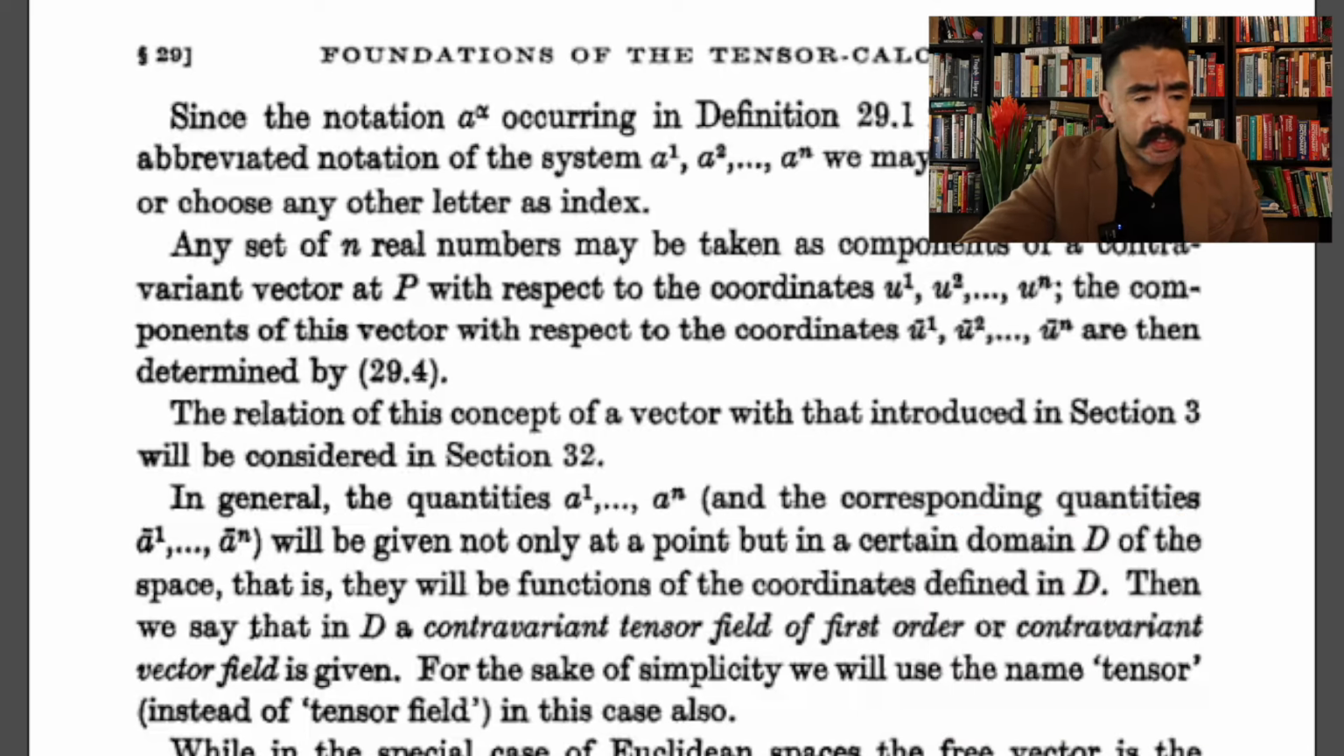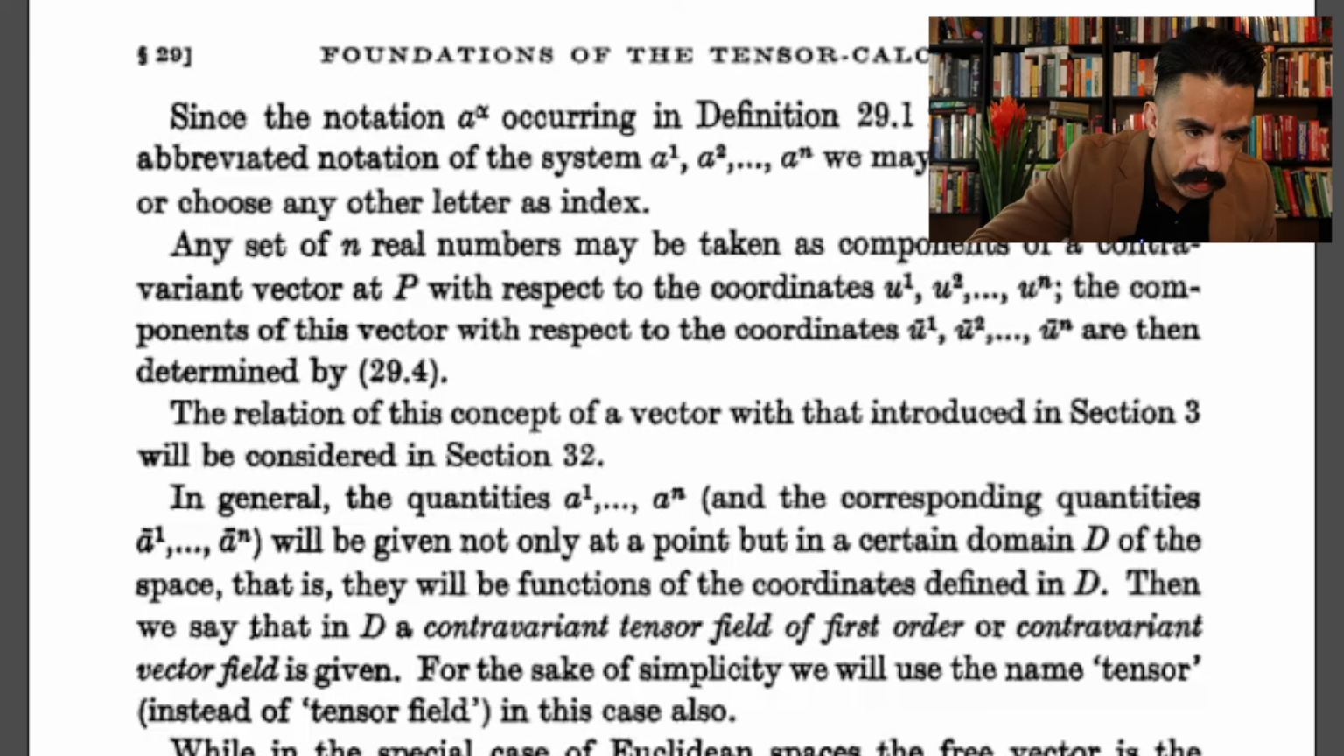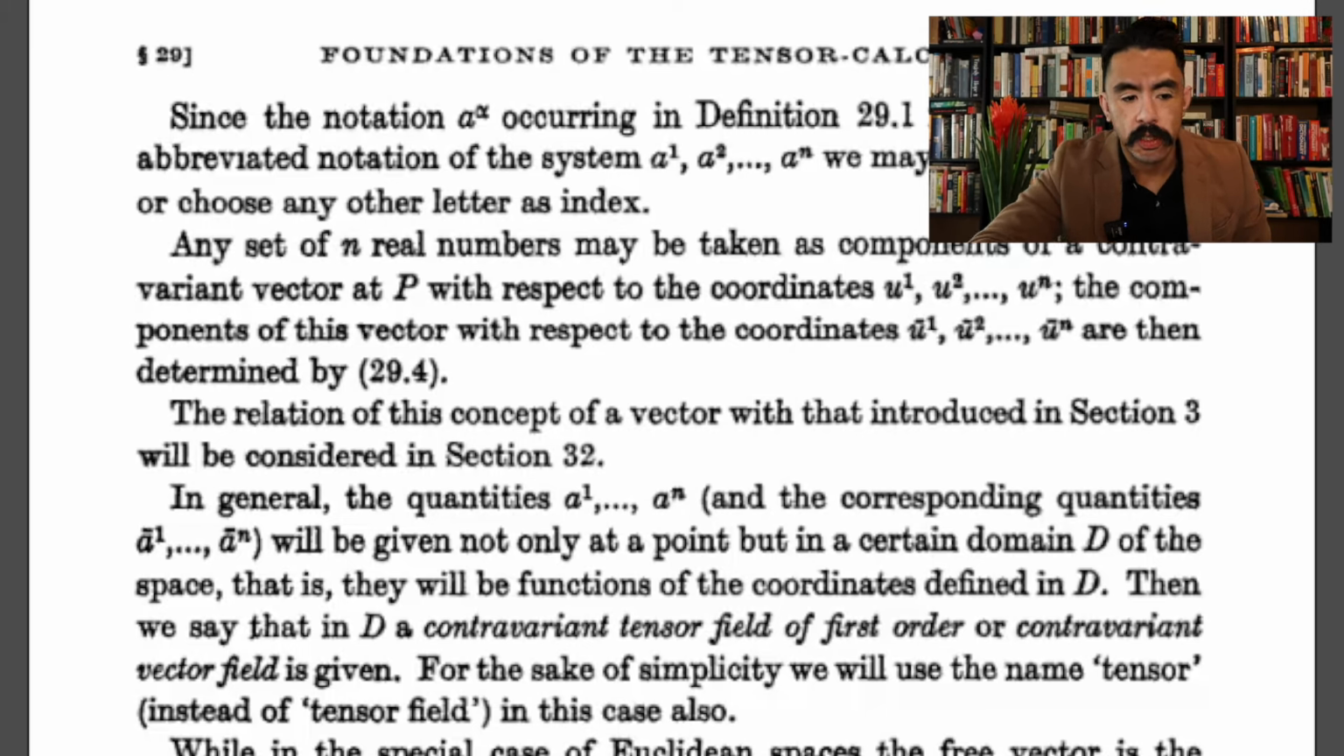In general, the quantities a^1 through a^n and the corresponding quantities ā^1 through ā^n will be given not only at a point but in a certain domain D of the space, that is, they will be functions of the coordinates defined in D. Then we say that in D, a contravariant tensor field of first order or contravariant vector field is given. For the sake of simplicity, we will use the name tensor instead of tensor field in this case also.